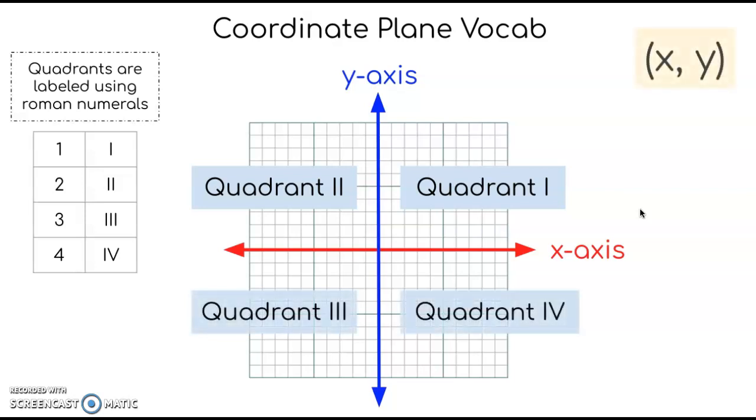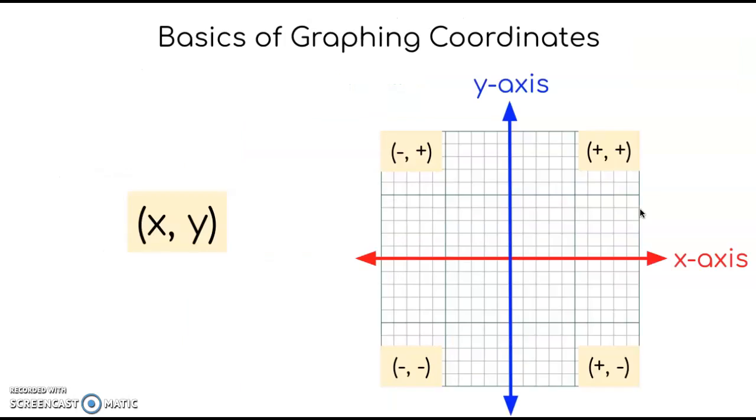So what you need to know about each of these quadrants is that in quadrant 1, both your x and your y are going to be positive. Quadrant 2, your x will be negative, but your y will still be positive. Quadrant 3, you have 2 negatives, so x and y are both negative. And then quadrant 4, your x is positive, but your y is negative.